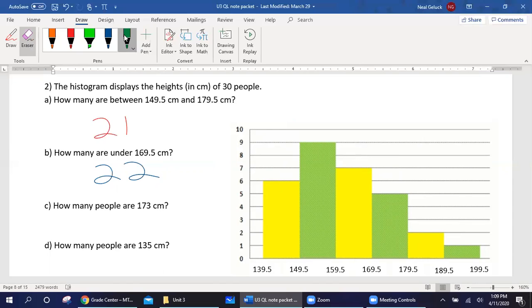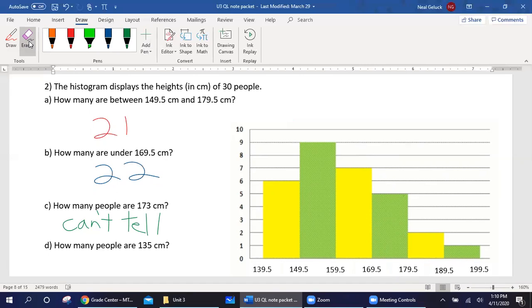Letter C is a bit of a trick question. How many people are 173 centimeters? Well, I know that's in here somewhere, between 169.5 and 179.5. But all this tells me is that there's 5 people in this range of heights. I don't know if any of them are 173. So this actually, I cannot tell. And that's a disadvantage to a histogram, is that you know how many are in the group, but you don't know their individual numbers.